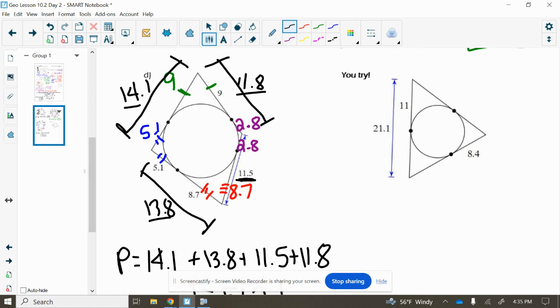All right, the last one is for you to try. You want the overall perimeter of that triangle.